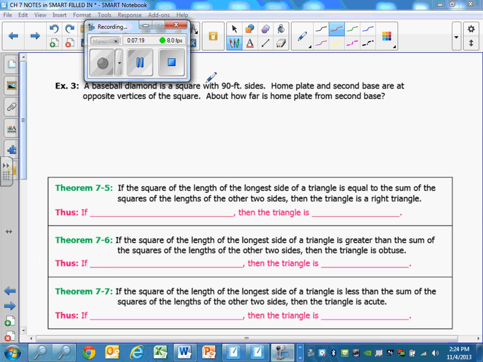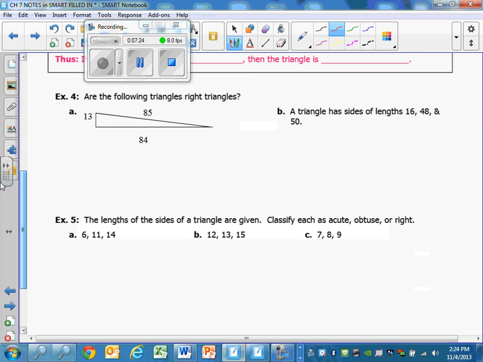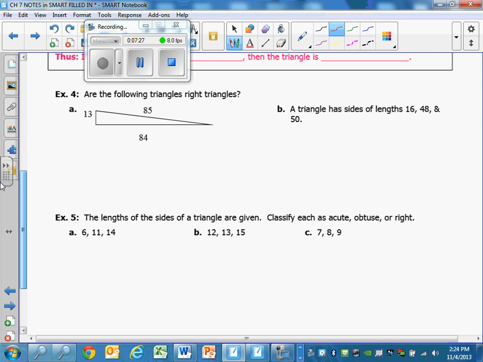I want you to also try example 3. We will fill in these theorems tomorrow and talk about 4 and 5 in class.